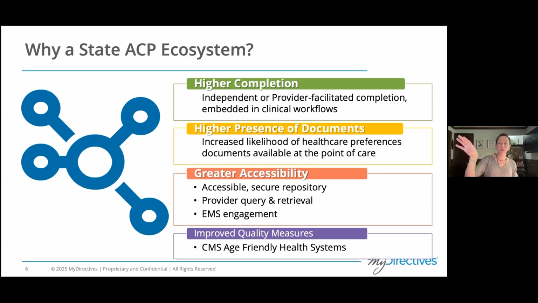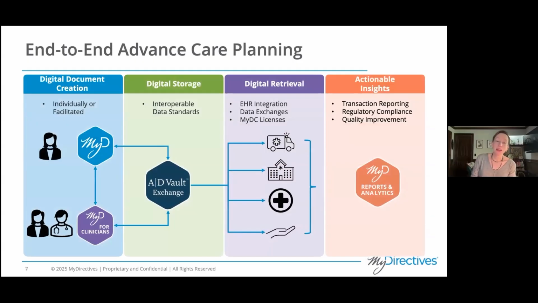And I've got in this picture here kind of a hub and spoke model. What we have found for some states, and it's not this way for every state, is that our centralized repository, the AD Vault Exchange, becomes connected to the state HIE, which then becomes kind of a pass-through for documents that are being done out in those spokes at the health systems, at the clinics, in the community settings. As those documents are being stored in the AD Vault Exchange, when that patient transitions to another point of care, that document is going back out wherever that is. So we have, we believe, designed end-to-end advanced care planning.